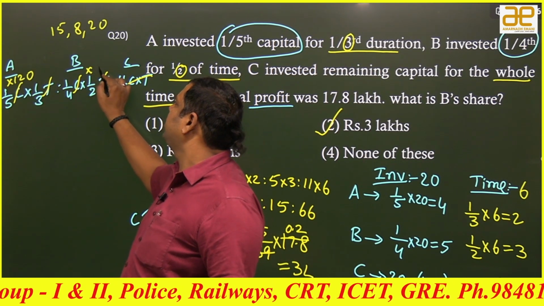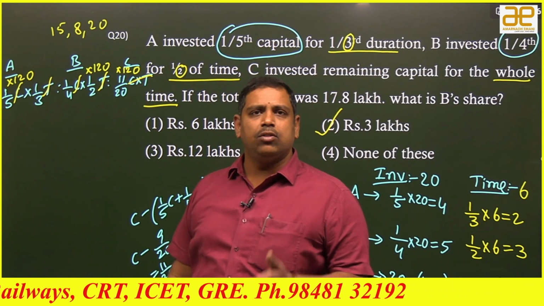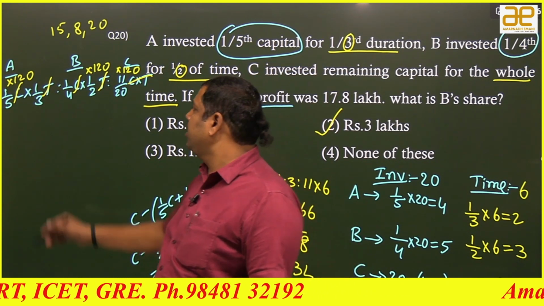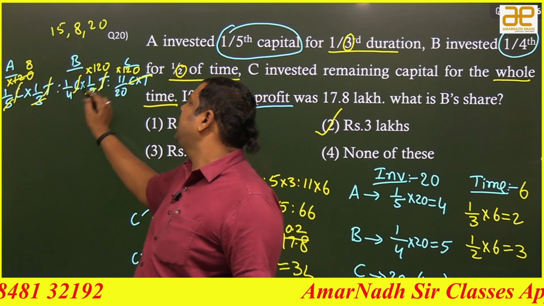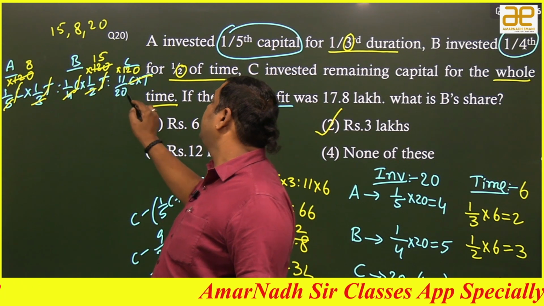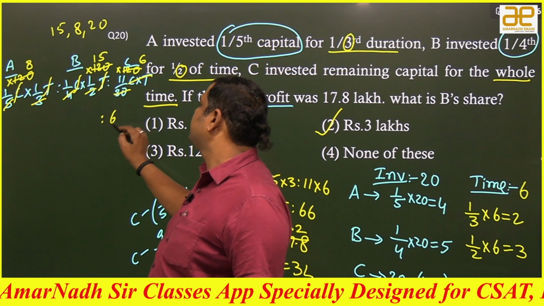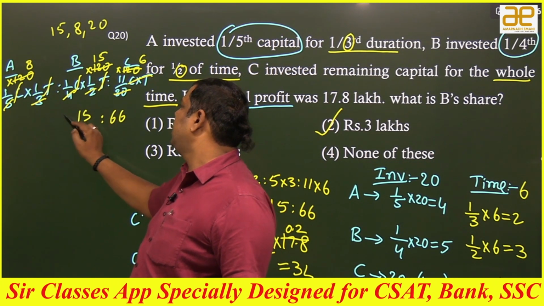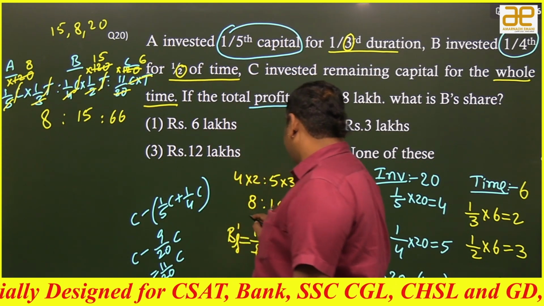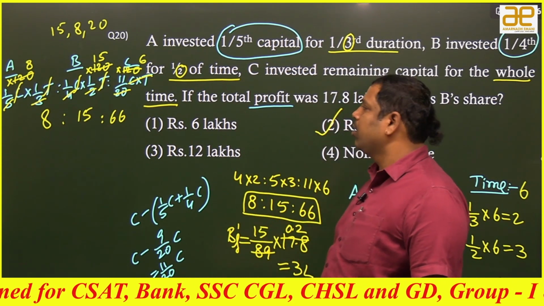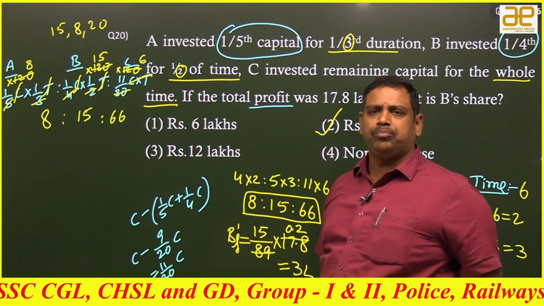I will multiply this one also with 120. Why am I multiplying with 120? So that the denominators will vanish. So 5 3s are 15, 15 means 8 times. 4 2s are 8 means 15 times. And 21s, 26s, 6 into 11 is 66, the share of C. Now verify whether you got the same answer: 8 is to 15 is to 66. So when compared to this, I will suggest that one.